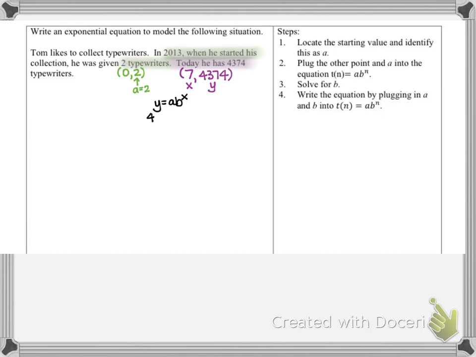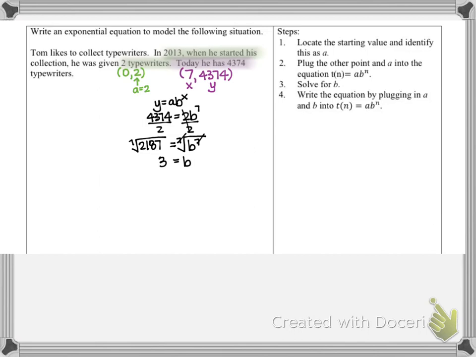So this is 4374 is 2b to the 7th. Okay, let's go ahead and see what we get. So we get b to the 7th is equal to, okay, 4374 divided by 2 is 2187. I need to get rid of the 7 power, so I'm going to do the 7th root. So those guys cancel. Let me type this into my calculator. Oh, that's nice. Looks like I get 3. Okay, I have A and B. I should be able to write my equation.